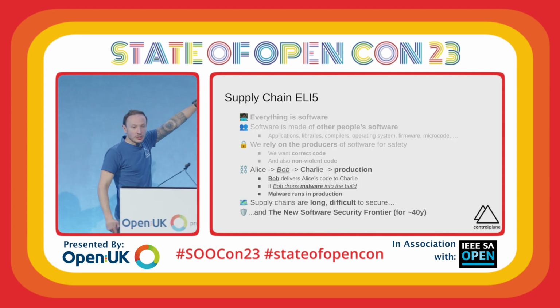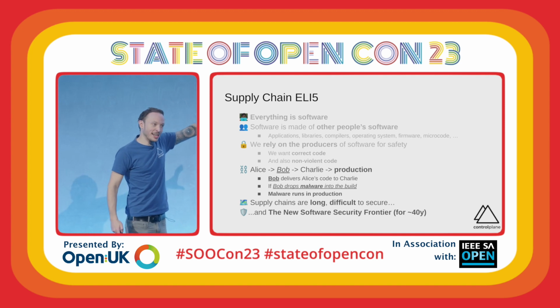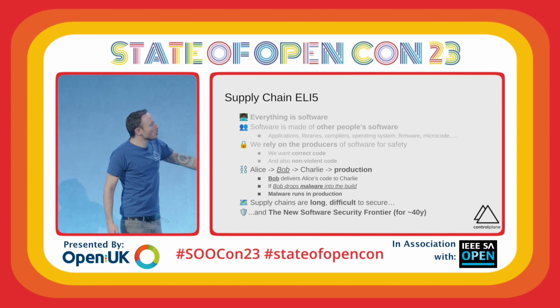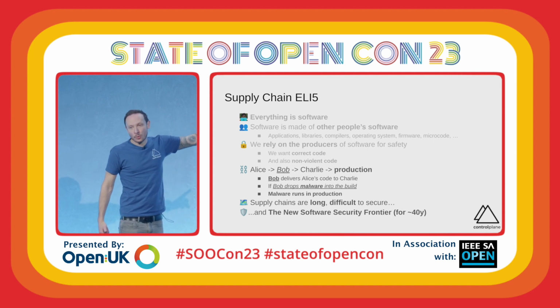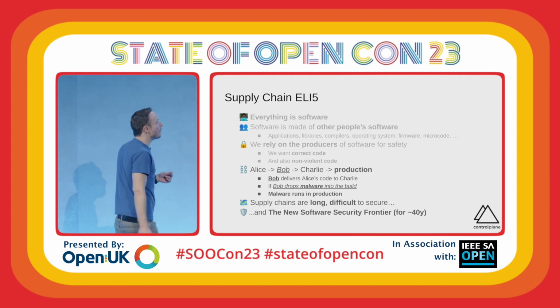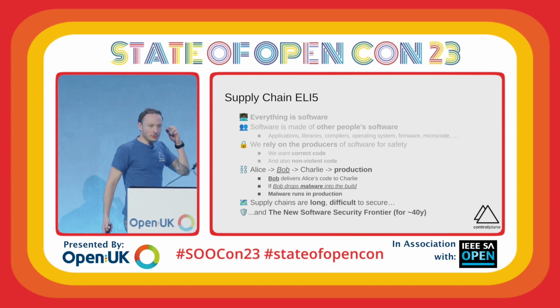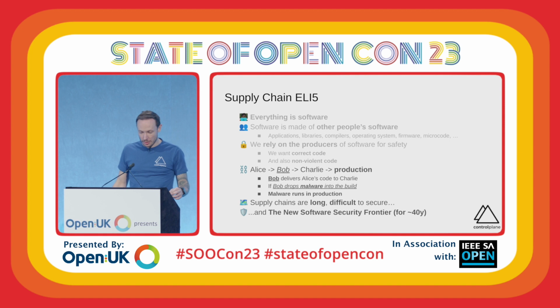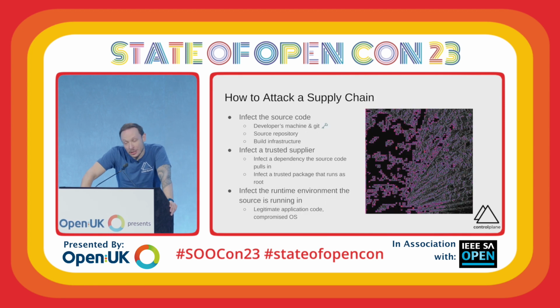Ultimately, what we're looking to do here as the Dread Pirate Captain Hashjack is to get in between Alice and Charlie and drop malware into the build or the distribution or some element of the supply chain. Supply chains are long and difficult to secure, and we've only just realized as an industry. There's lots of ways we can do this.